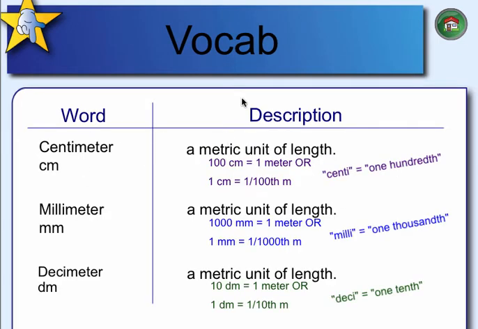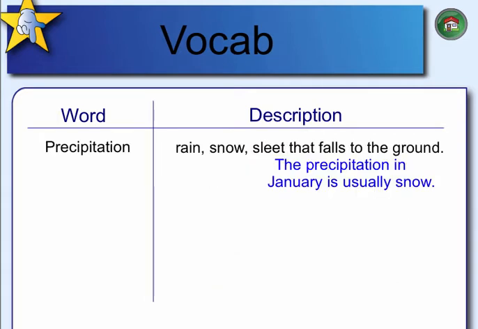Centimeters mean that in 1 meter there's 100 centimeters. Millimeters, there's 1,000 millimeters in 1 meter. And we might even come across decimeters in your lesson in class, and 10 decimeters are equal to 1 meter. Won't talk about decimeters too much in this video, but in case it comes up in your lesson in class, you know what that is.